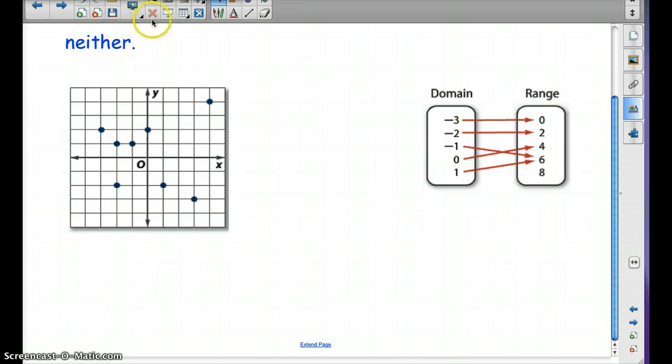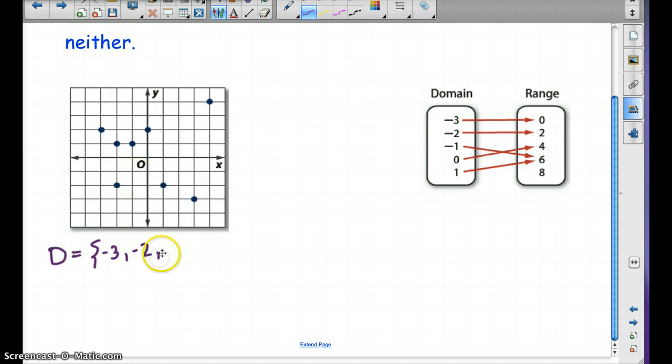And how we list the domain is we write a D and then our little brackets. And we're going to list all the x values that are used. So for example, -3 is used, -2, -1, 0, 1, and it looks like 3 and 4. And then we close off our bracket.